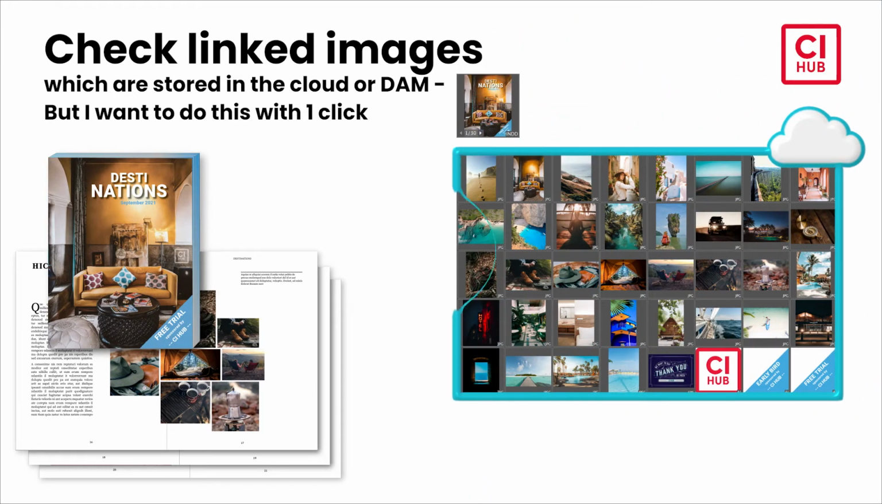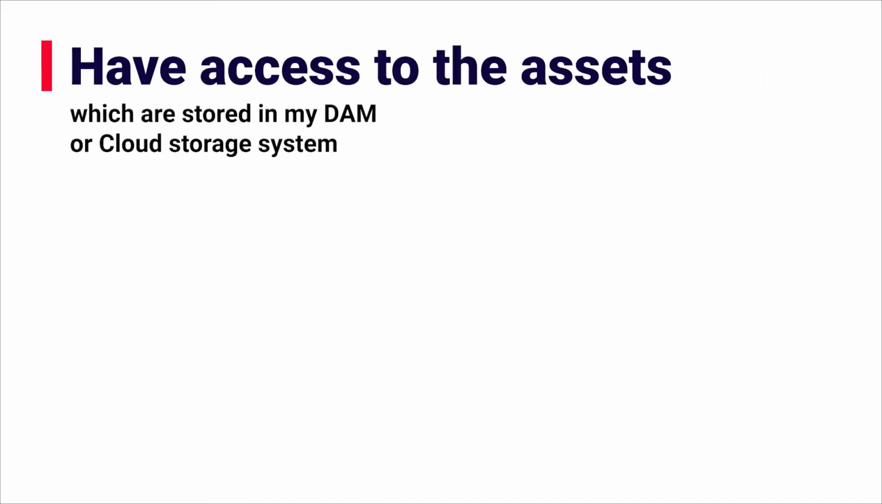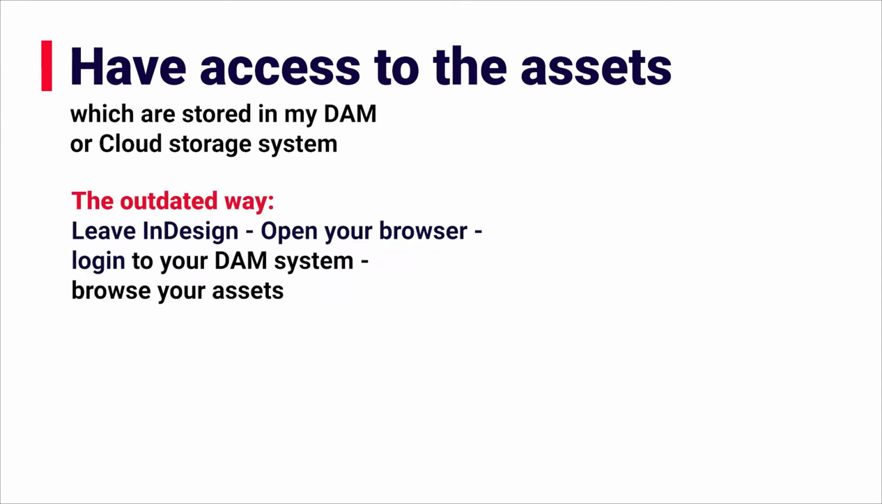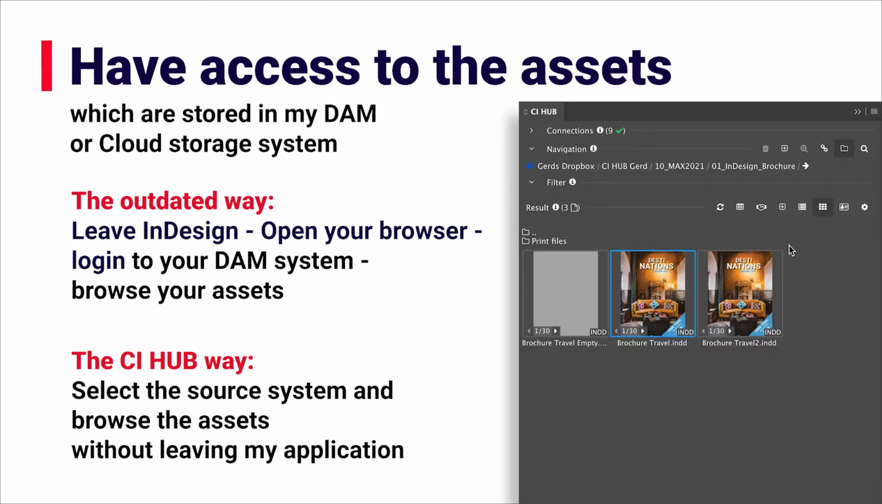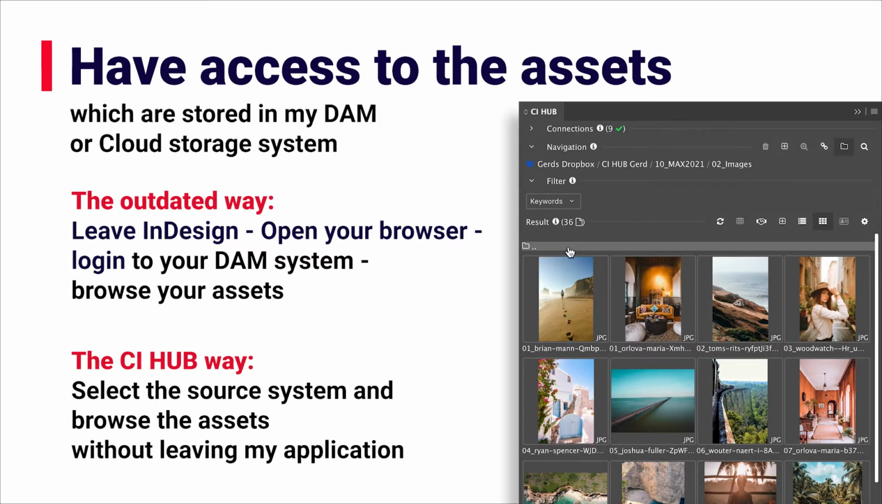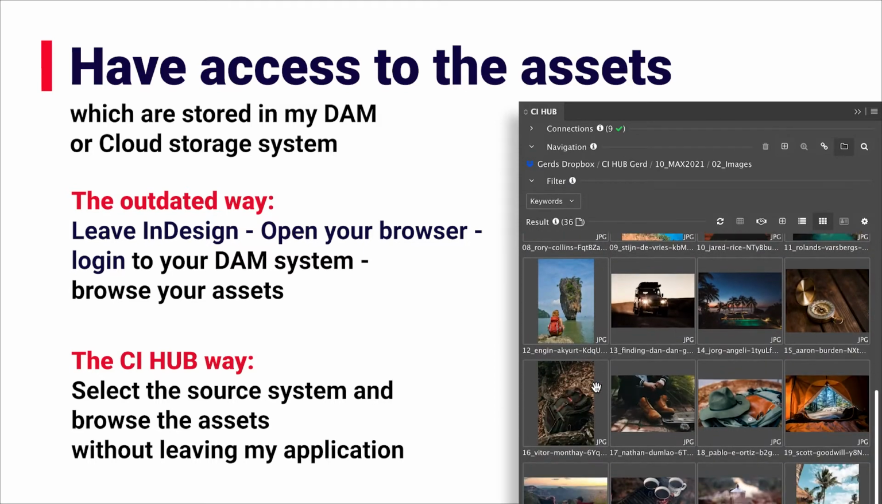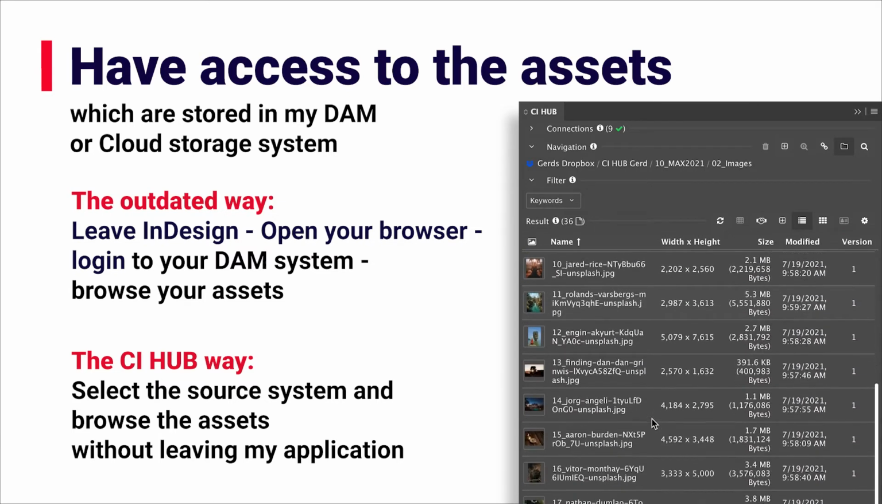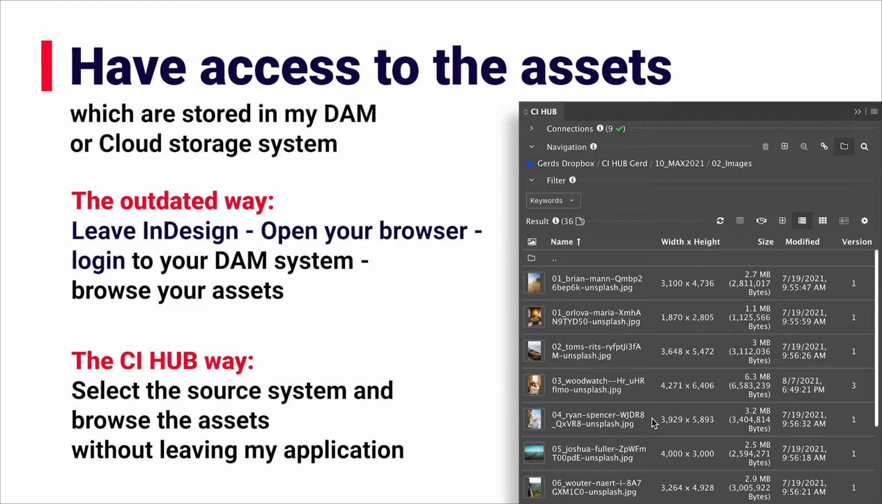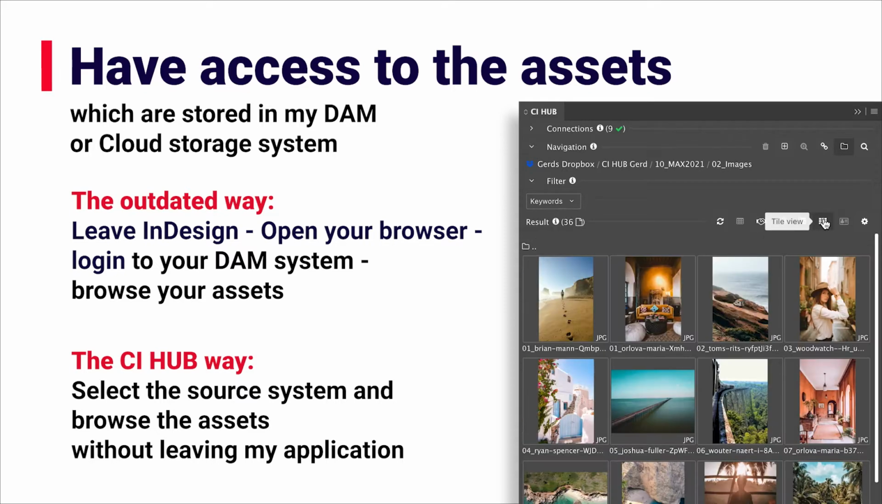Next would be check the linked images which are stored in the cloud or in the DAM system. So having access to the asset means, the outdated way, leave InDesign, open your browser, log into your DAM system and browse your assets. Now with the CI Hub connector, you just select your source system and browse the assets without leaving my application. And in addition, I have multiple views and I have access to the metadata.